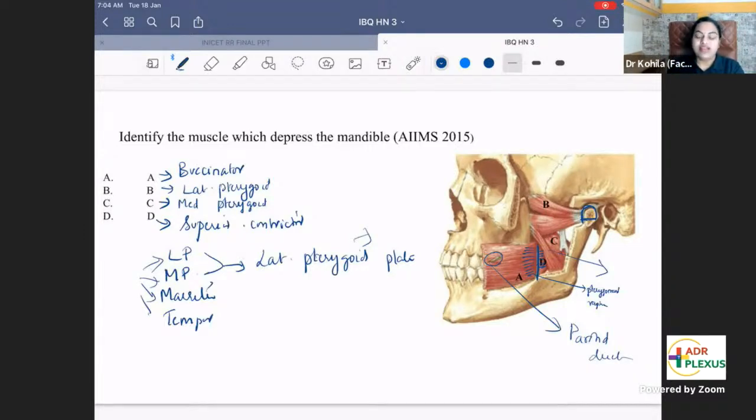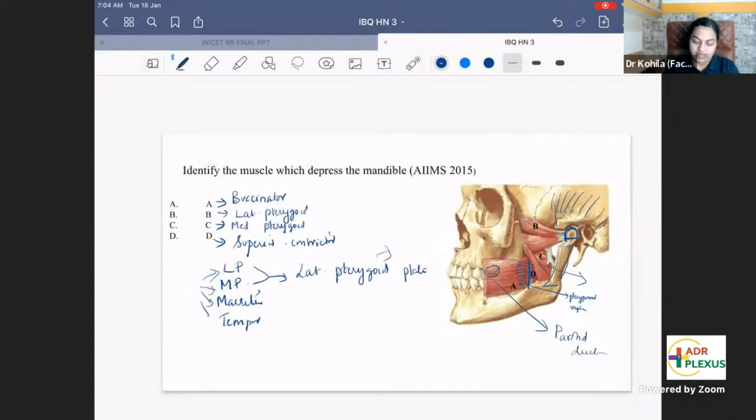Medial pterygoid, where does it insert? You see the ramus of the mandible here. The inner aspect of the ramus will receive the insertion of medial pterygoid. Someone asked about masseter. Where will you look for masseter? On the outer aspect of the ramus. So ramus of the mandible, inner aspect, medial pterygoid, outer aspect, masseter. And temporalis from the temporal fossa, inserting into the coronoid process of mandible.